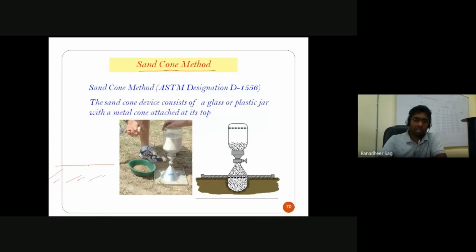So in the case of the sand cone method, if this is my ground, assume this to be flat ground. Now I am trying to excavate some soil like this. Soil from the ground is being excavated, and now you have a hole inside the ground. What are we going to do? That hole I am going to fill with what is called sand. How do we fill it?